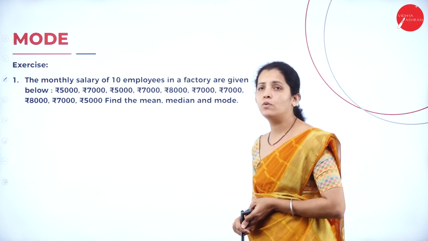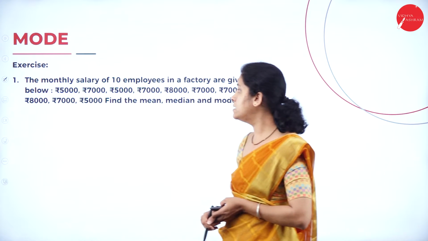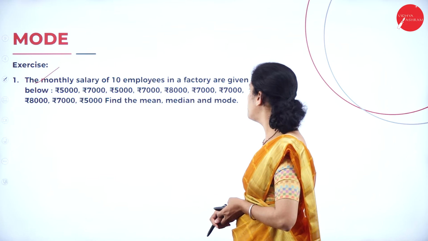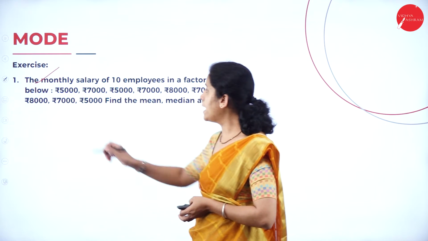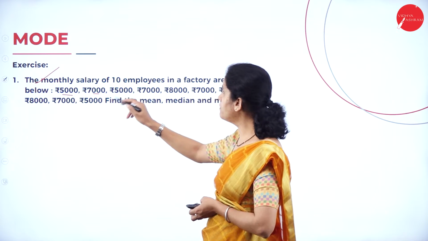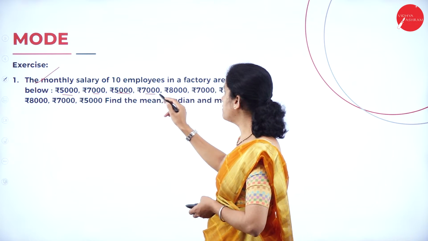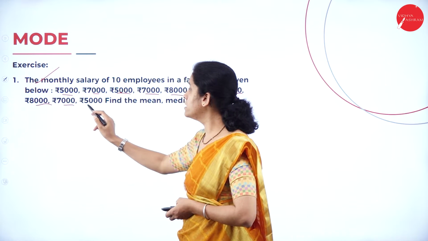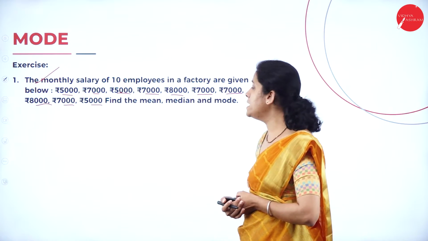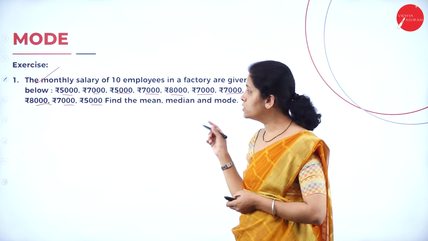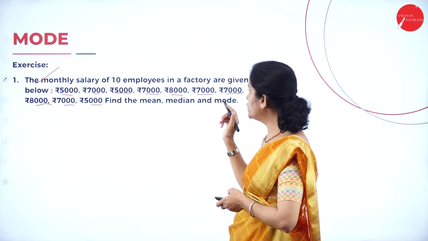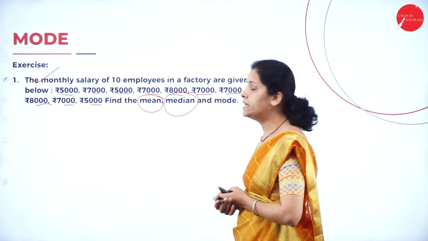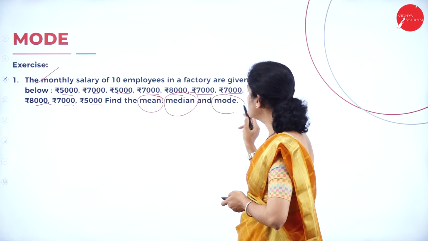Now, dear student, I'm going to have another example here: the monthly salary of 10 employees in a factory is given below. See here, I have 5,000, 7,000, 5,000, 7,000, 8,000, 7,000, 7,000, 8,000, 7,000, 5,000. Find the mean, median and mode. So dear student, in this problem, I'm going to find the mean of the given data, median of the given data as well as mode.